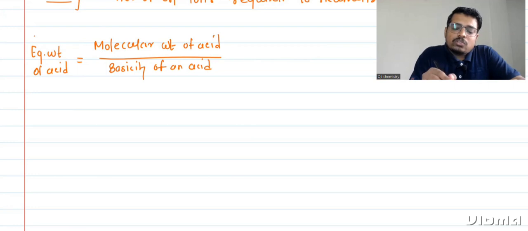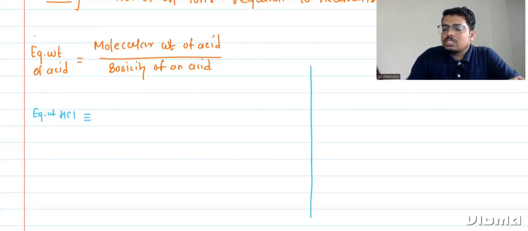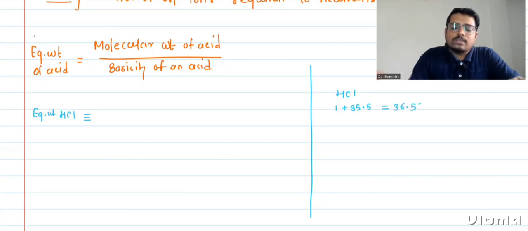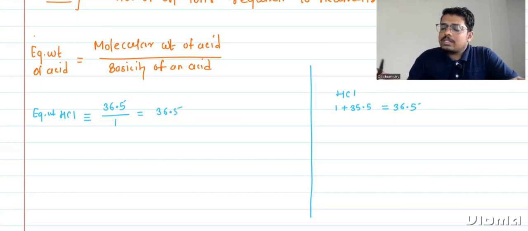For example, in the case of HCl, let us find the molecular mass first. Molecular mass of HCl: hydrogen 1, chlorine 35.5, so its molar mass becomes 36.5. We know its N factor, the basicity, is 1, so its equivalent weight becomes 36.5.